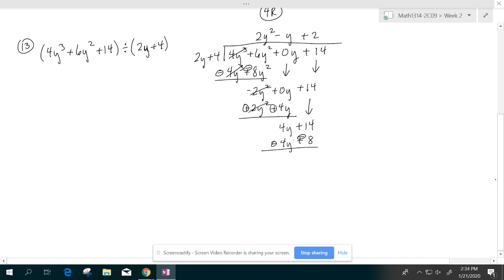And then combine. I knew I could make it rhyme. Another time. Never mind. 4y minus 4y. What about 14 minus 8? 6. Oh no, I got a remainder.